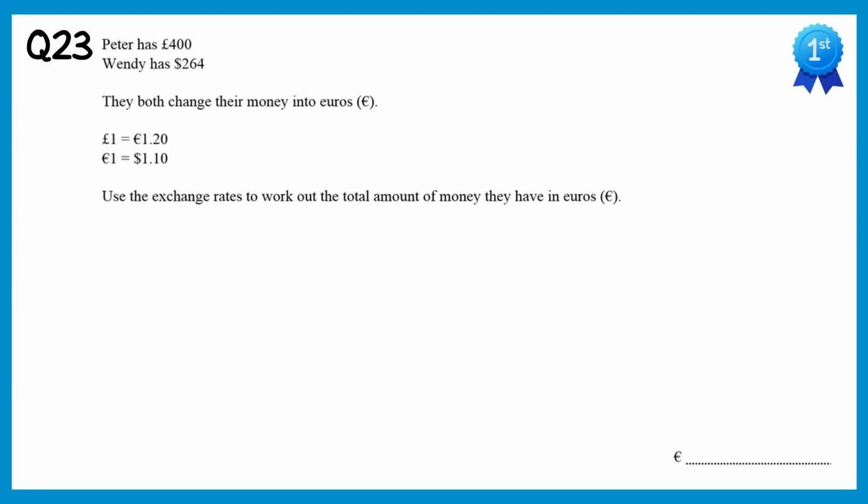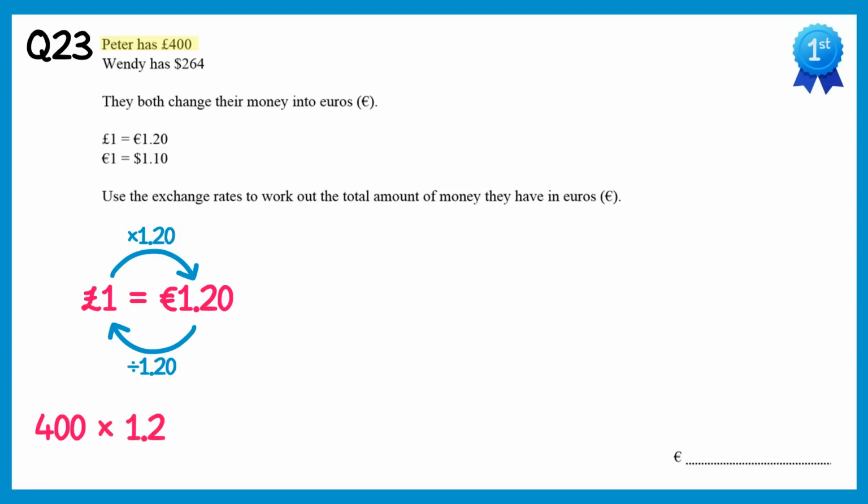In this question, we have Peter and Wendy who are changing their money into euros. Let's start with Peter, who has £400, and the exchange rate is £1 equals €1.20. This means to go from pounds to euros we'll multiply by 1.2, and to go from euros back to pounds we'll divide by 1.2. So Peter has £400, so we're going from pounds to euros, so we do 400 times 1.2, which gets you €480.